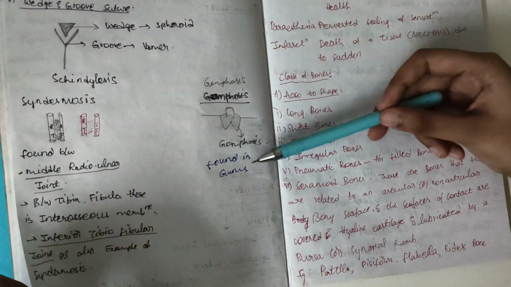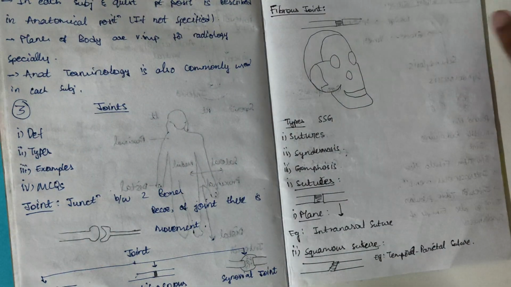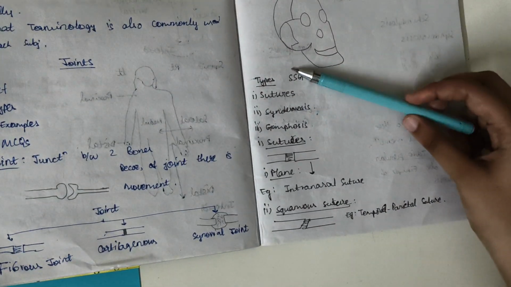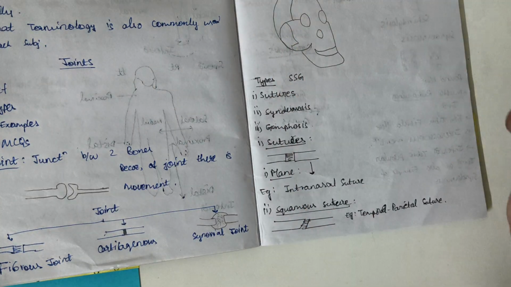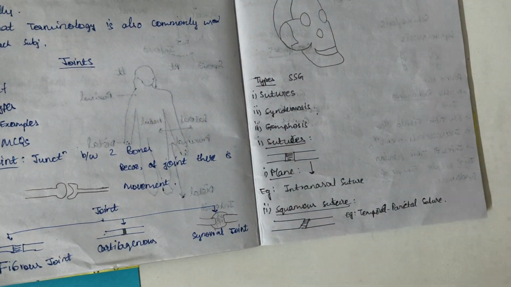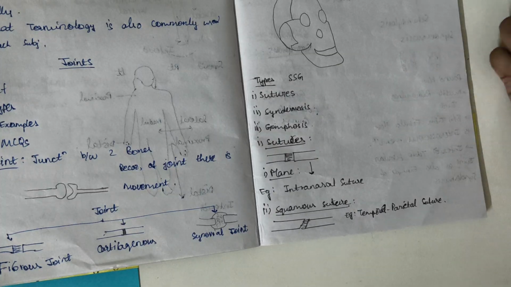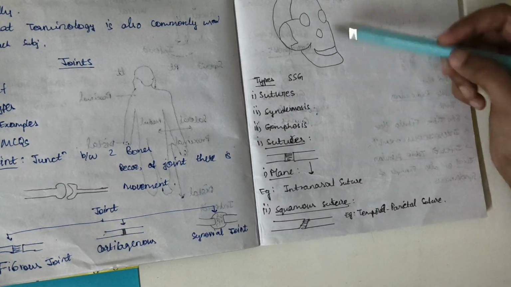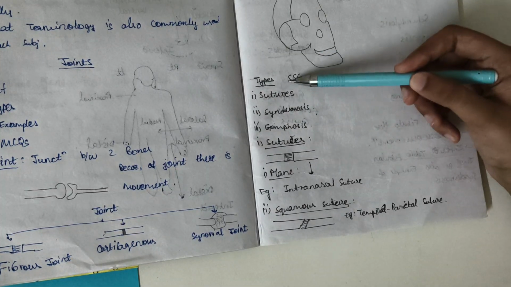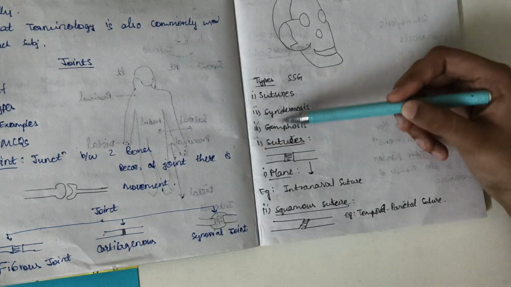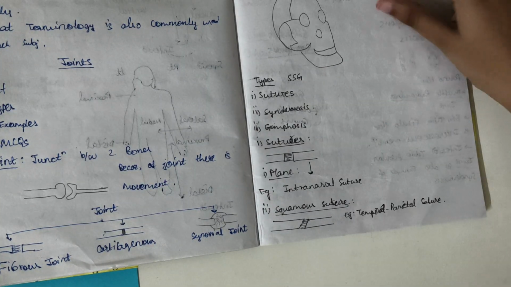Gomphosis, found in gums. Now we are done with fibrous joint. These are immovable. In all the types of fibrous joint, we can remember them by mnemonic SSG: suture, syndesmosis, gomphosis.